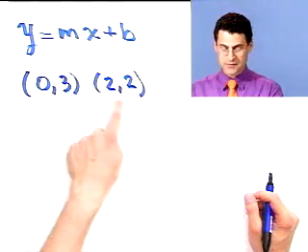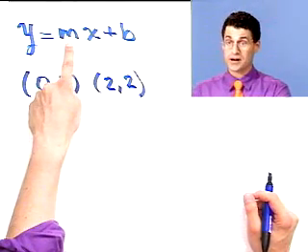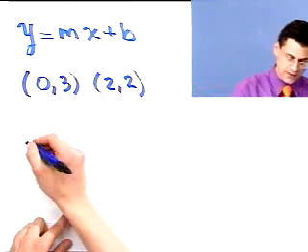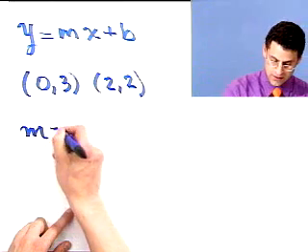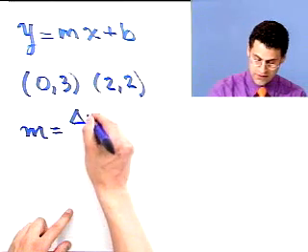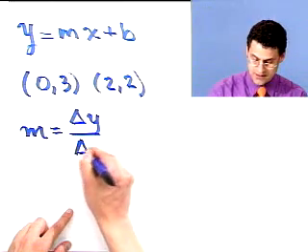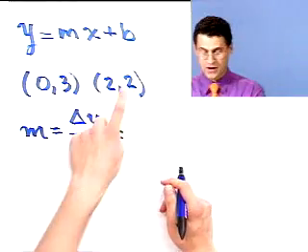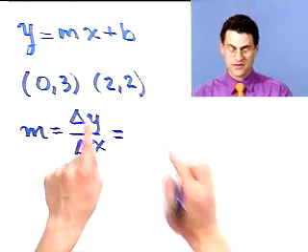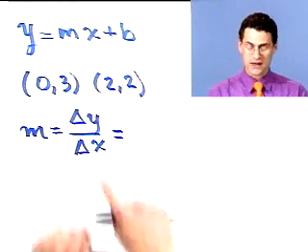Okay, now let's think about that. Well, first of all, (0, 3) and (2, 2). I want to find the slope. I need the slope. So what do we do? Well, that's just the change in y, I'm going to write it in the shorthand notation, over the change in x. So I've got to subtract the y from the y and then the x from the x. And always remember, subtract in the same order. Y from y, x from x.